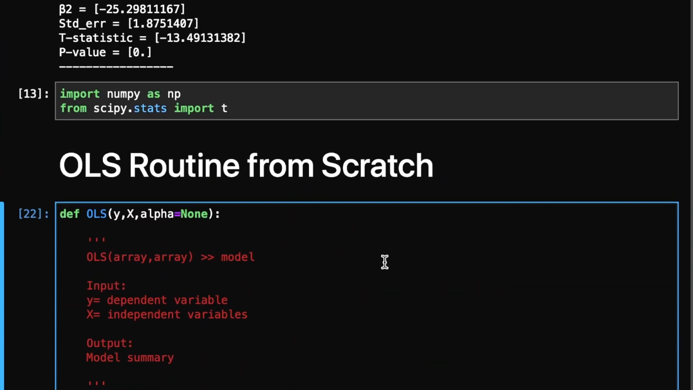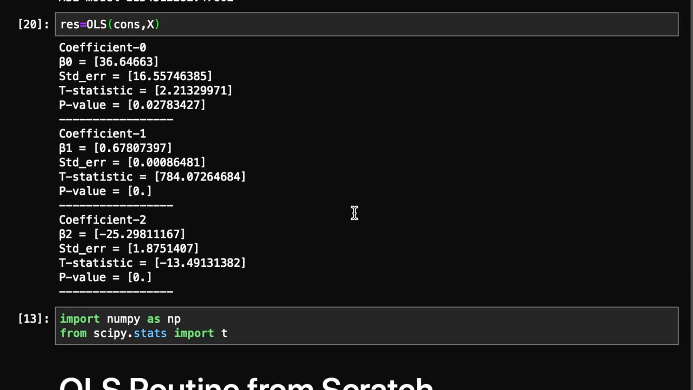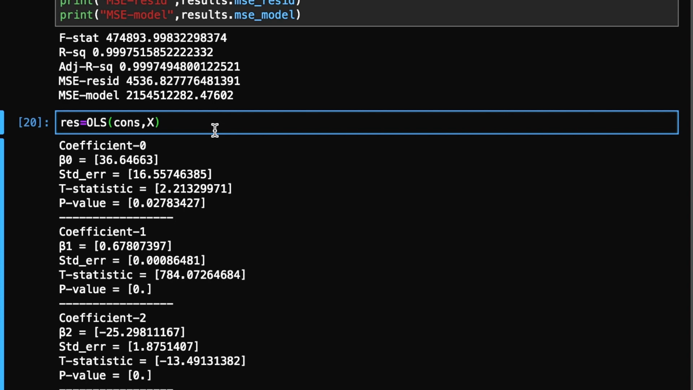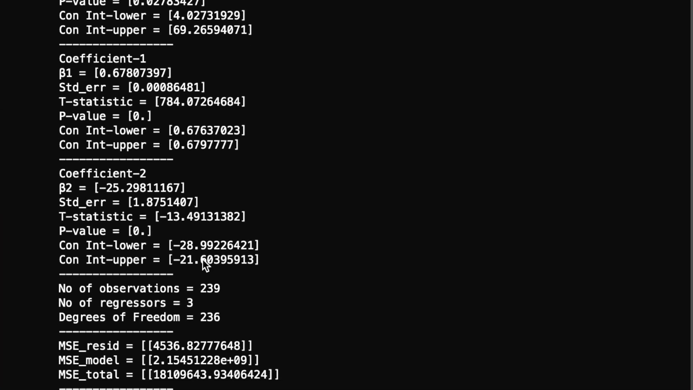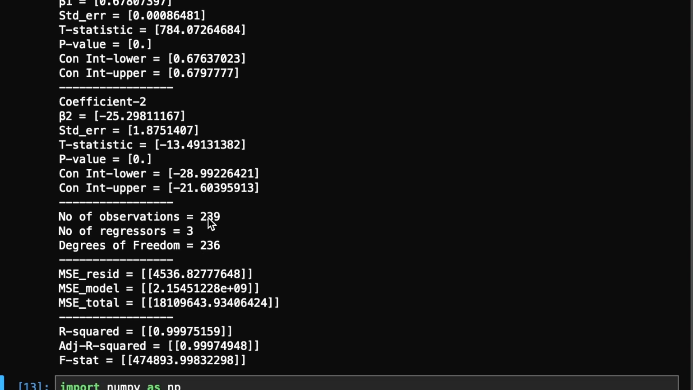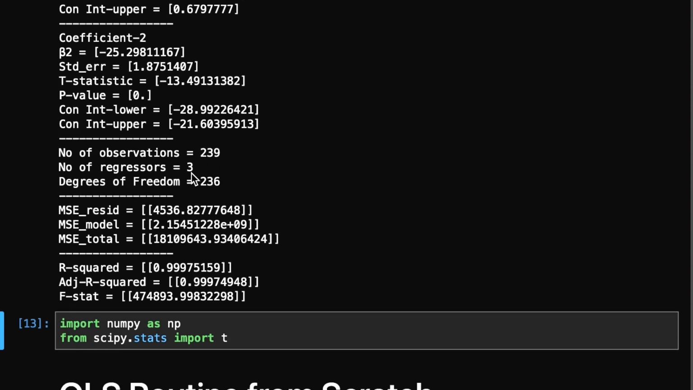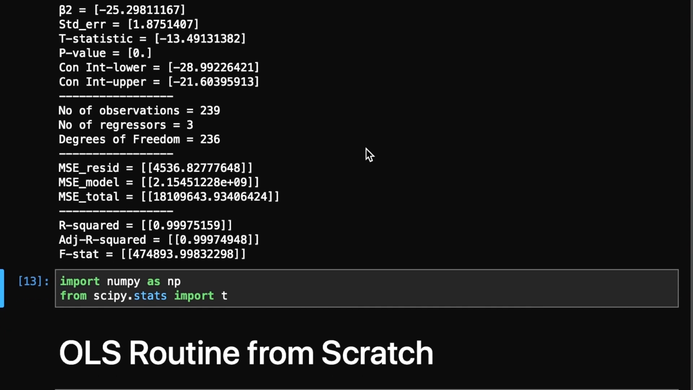So let's use the same code again. This is what we did in part 1. Let's run it again. So now we can see we have more output. We have the number of observations 239, number of regressors 3, degrees of freedom 236.